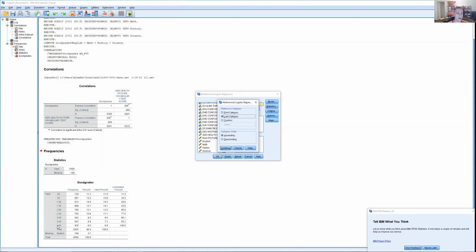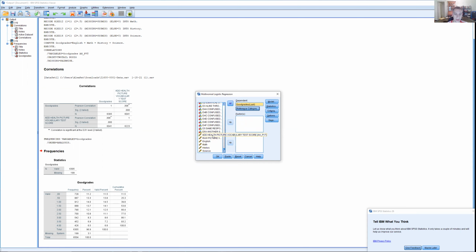So what is the effect of a higher score on a picture vocabulary test on the odds of being in, say, the 0 group as compared to group number 4, the group with the highest scores? That's what the reference category is for the dependent variable. Remember, for multinomial regression, we have a reference category for the dependent variable, as well as for the independent variables.